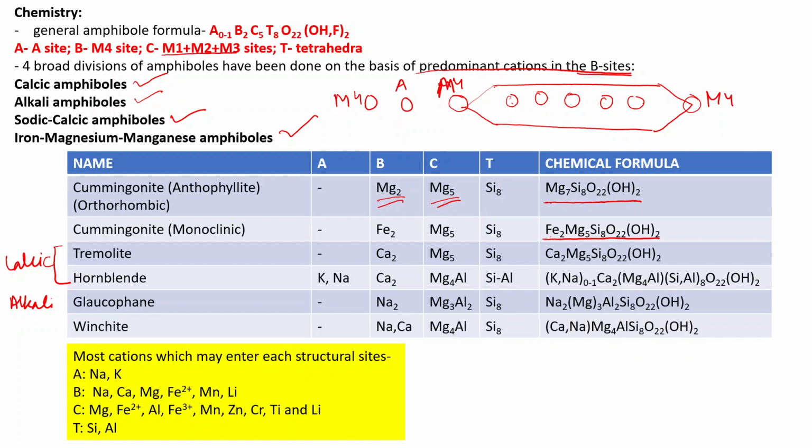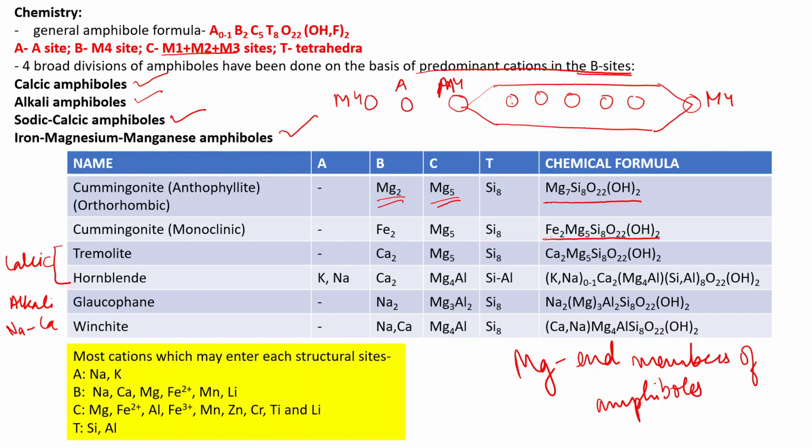And then sodic calcic amphiboles. An example is winchite. The A site does not have any cation, B has sodium and calcium, and then C, that is the M1, M2, M3, have 4 magnesium, 1 aluminum, Si8. Now all these we have just discussed are about the cation distribution in the Mg end members of amphiboles.